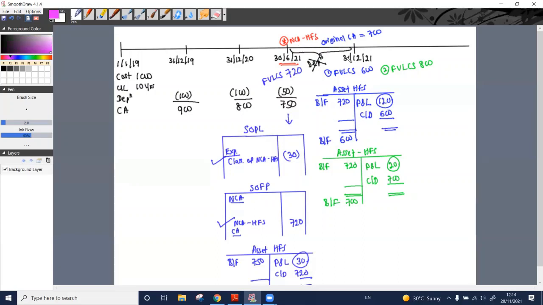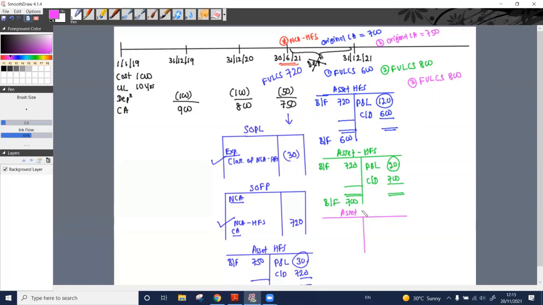I will take a third scenario. Assume the fair value less cost to sell is 800. And yes, as per this sum, the original carrying amount should be 700. But let's assume original carrying amount maybe 750. This is the third scenario. Original carrying amount එක 750යි. Fair value less cost to sell එක 800යි. So how can we account for this one then?